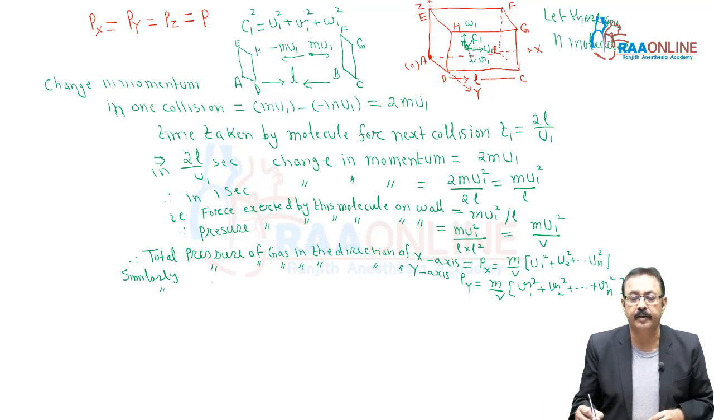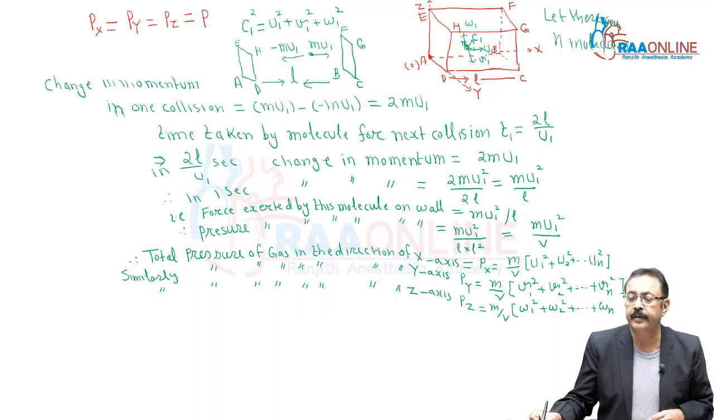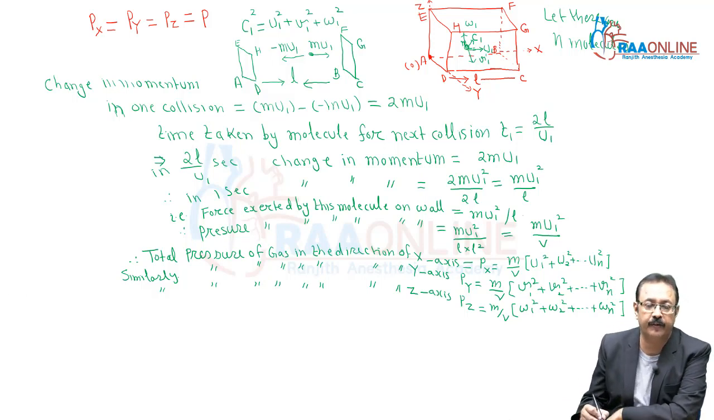Similarly, the pressure of gas in the direction of the z-axis, Pz, should be m by V, w1 square, w2 square, up to wn square. So now we are able to calculate the pressure of gas.